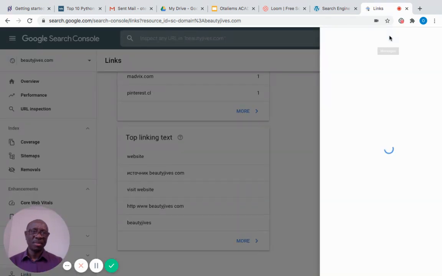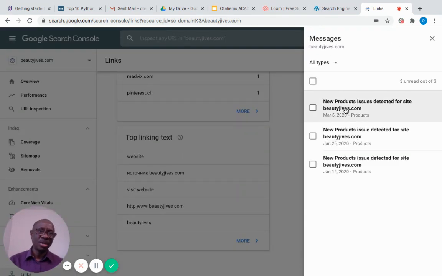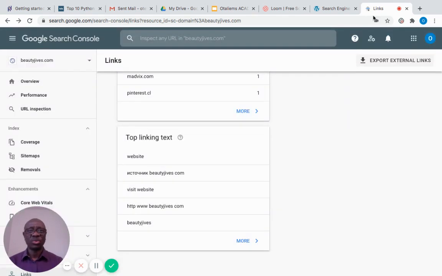This is just an alert telling you new product issues were detected for your site. This is the kind of message that you get in your email. When you get this message, it is important to actually work on it, because if you don't, it's going to have a negative impact on your website, and that will affect your ranking. As soon as you get these messages, try to fix those errors. If you cannot, you can actually hire someone to do that.